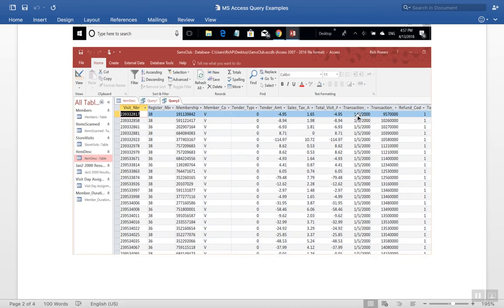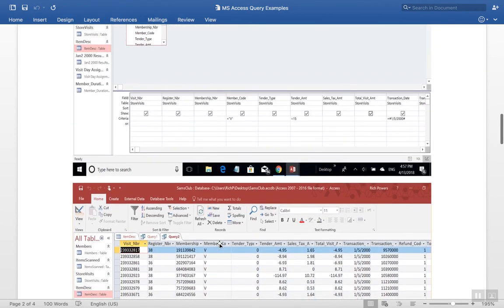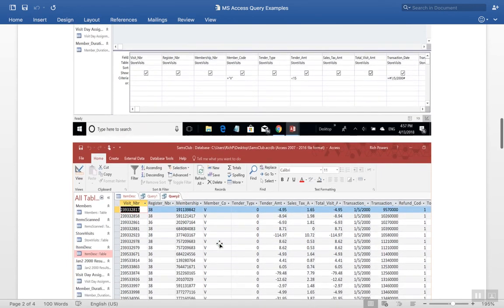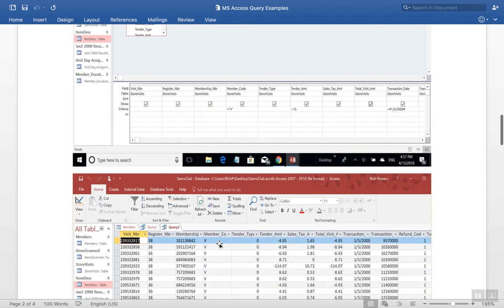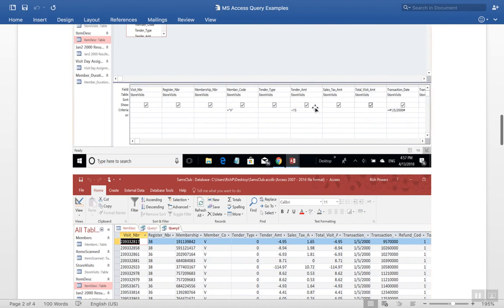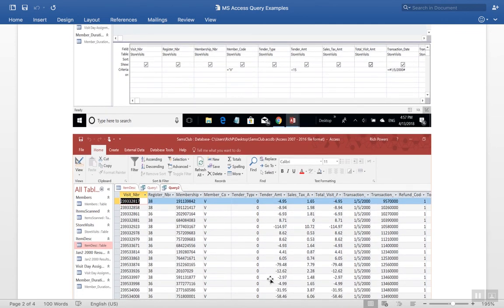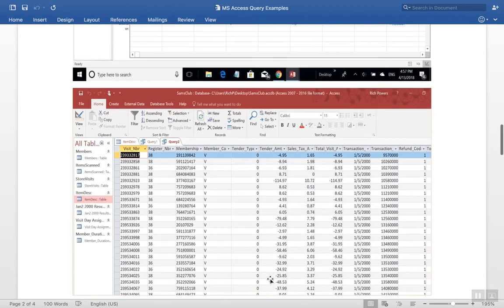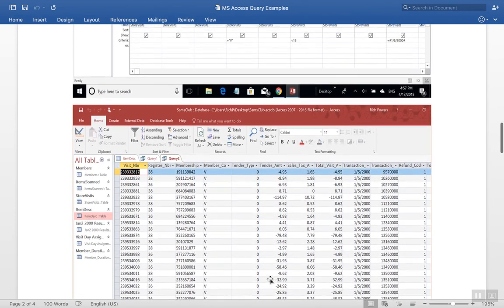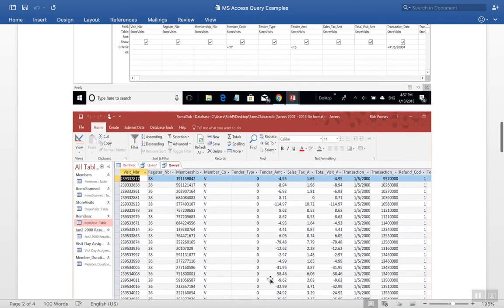The member code, then the store visits. Excuse me, the tender amount, which also includes negative numbers as well, so long as it's below $15, meaning $14.99.